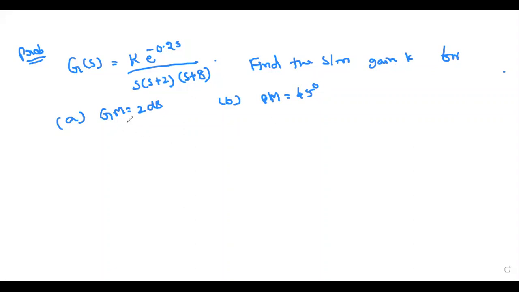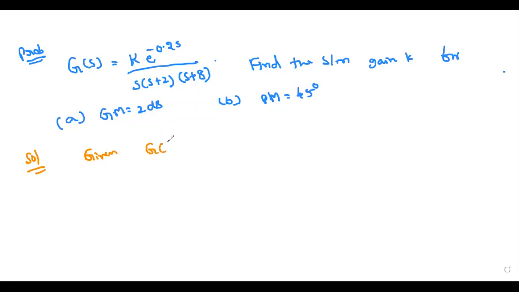I want to design a system for getting gain margin equal to 2 dB. Then what should I select the K value? There is a question. So we'll do this problem. First, they asked to sketch the Bode plot. Of course, to find this, we can't do without sketching this Bode plot.